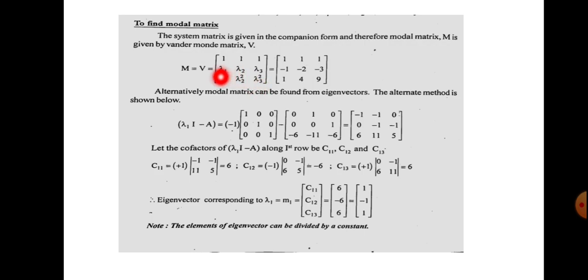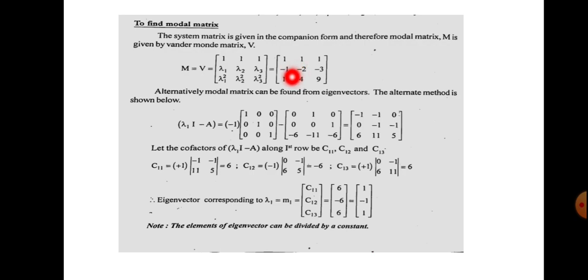Okay. So instead of this, you can substitute different values of lambdas. So you will get 1, 1, 1. Lambda 1 is minus 1, lambda 2 is minus 2, lambda 3 is minus 3. Similarly, you can find the squares, so you will get this entry. So now the model matrix is obtained like this.